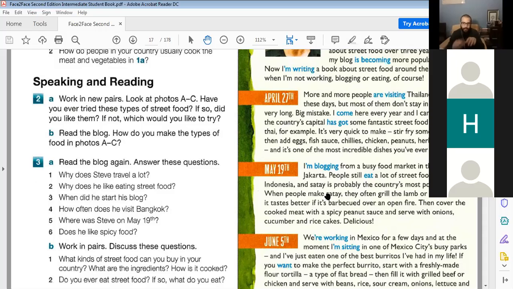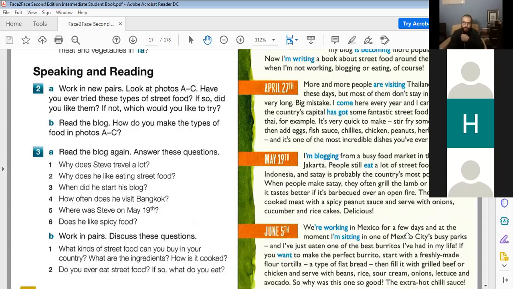So he's there and he's also typing, right? And in the second one, he says, at the moment, I'm sitting in one of Mexico City's busy parks. And I've just eaten one of the best burritos I've had in my life. Okay? So all of this is right now. حتى من الجملة اللي بعدها لما قال I've just eaten one of the best burritos I've had. He's talking about something that just happened in the recent past. Present perfect for the recent past. I've just eaten. So all of this gives us a sense that he's doing this at the moment of speaking.